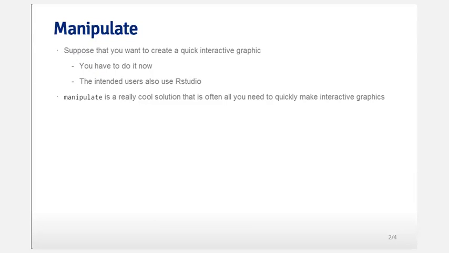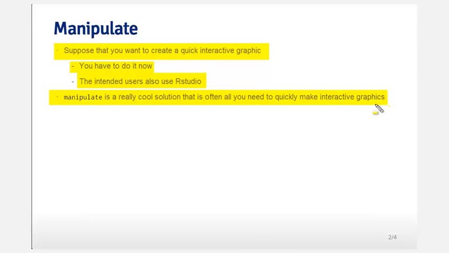Manipulate is for when you just have to create a quick interactive graphic or interactive table or something like that, and you've got to do it now. Like, you don't want to put a second of thought into it. The intended users for your function or whatever are also using RStudio and nothing else. Anyway, Manipulate is a really cool solution that's often all you need.